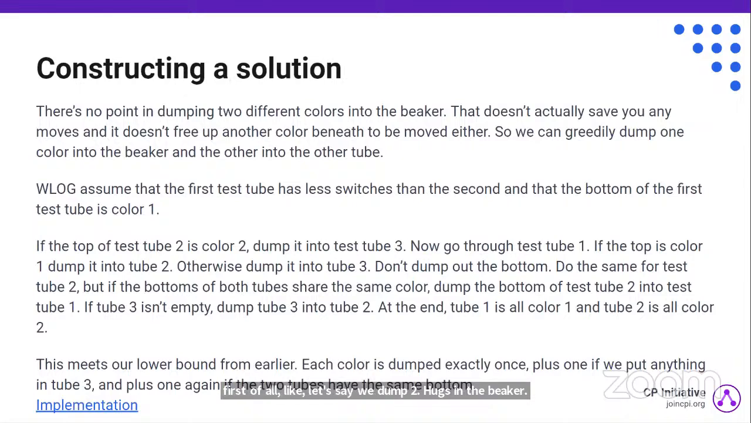So we may as well just pour the top color into whatever tube it was supposed to be in, right? And if we pour 2 colors, it doesn't actually free up another color underneath both the tubes to be poured either. If you do a lot of playing around with test cases, you'll just realize that eventually there's really no point in freeing up 2 colors.